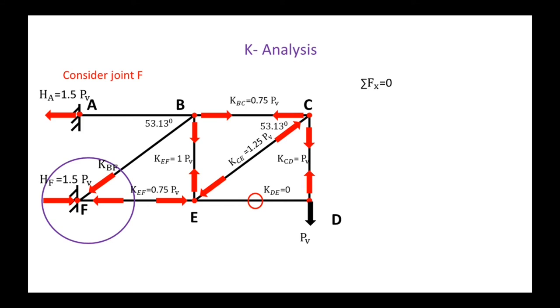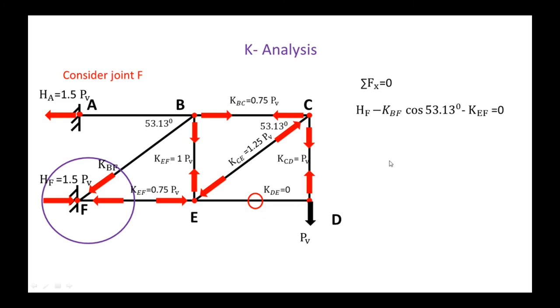These are the assumed directions. If the answer is positive, it means our direction is correct. So we are resolving in the horizontal direction, considering towards the right as positive and towards the left as negative. HF is towards the right, positive, and these other two are towards the left, that is why they are negative. So HF is plus, then minus KBF cos 53.13, because resolving in the horizontal direction it becomes cos, and this angle between BF and EF is 53.13. Also KEF is toward the left, so minus.